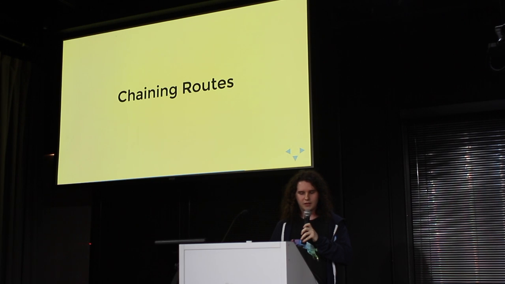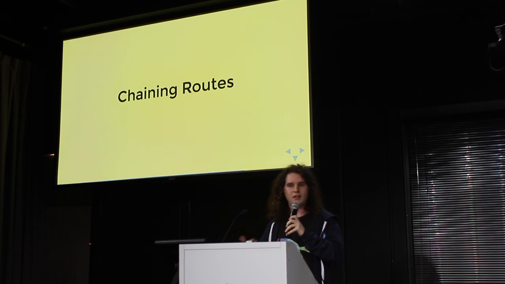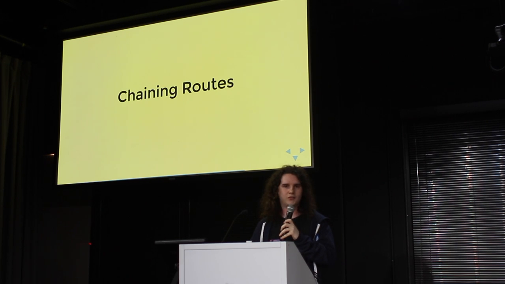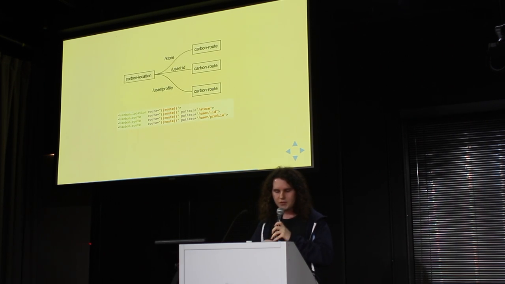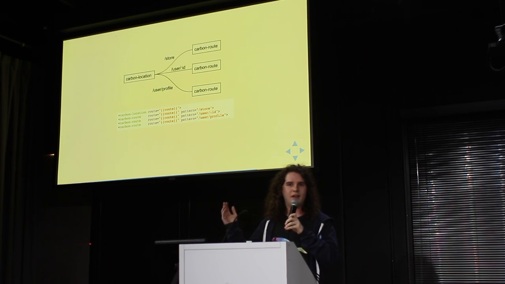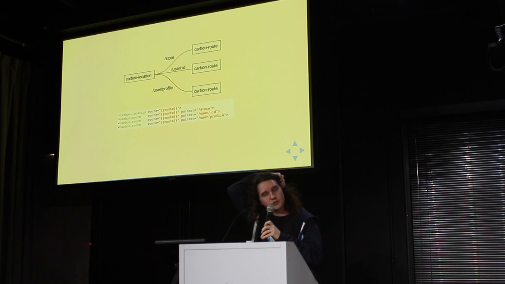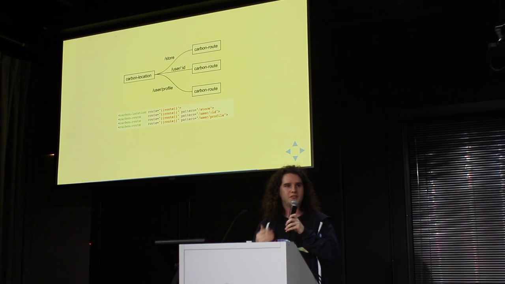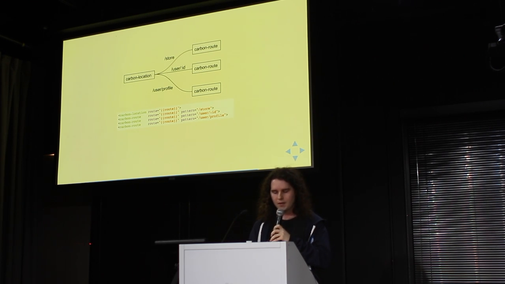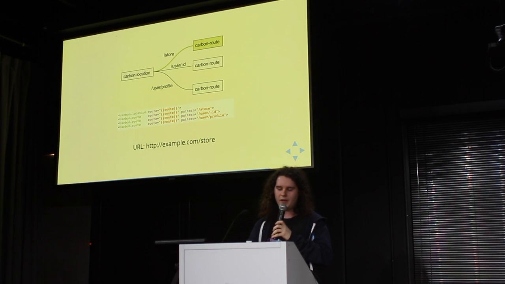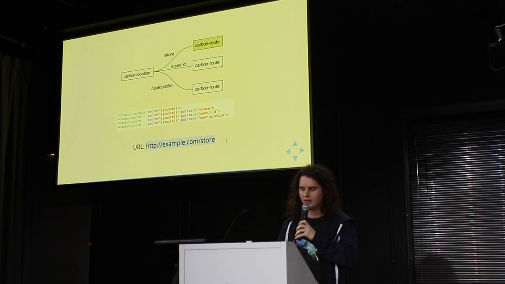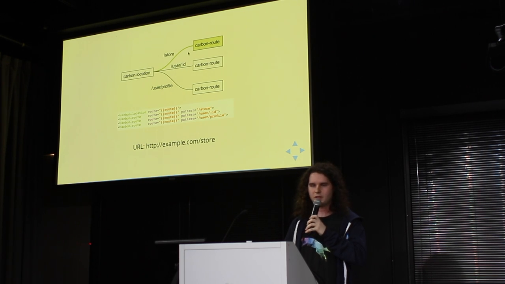The final feature I'll talk about, and try to go through this quickly, is chaining routes, hierarchical routes, which is really where the power of carbon route sort of comes in. So suppose that you have 3 paths in your app, /store, /user/:id, and /user/profile. Now you can hook them up with a single carbon location that emits a route, and then you pass that one route into all 3 of those carbon routes, and they will all notice when the URL changes and bind bidirectionally to it. And so you can see when the URL is example.com/store, the /store route is active.